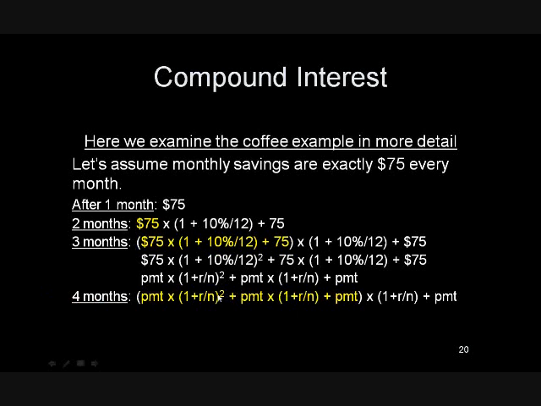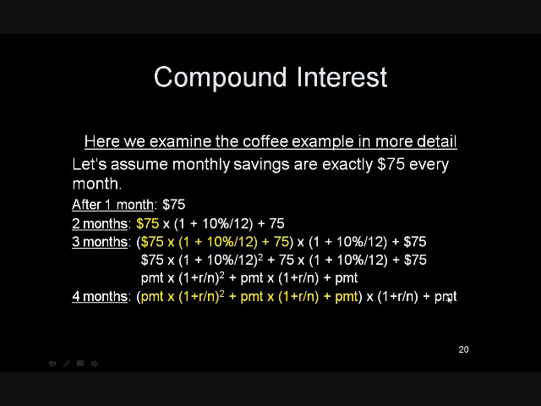So after 4 months, we're just going to keep going here. So we've got this quantity in yellow is identical to the line above. That's the money we had after 3 months. We're going to earn some interest on that money, which is represented by multiplying it by this quantity. And then we're going to have 1 additional month worth of savings.